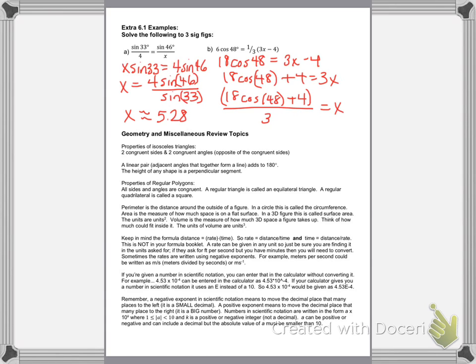So I type that in. I end up with it. X is approximately 5.35. Okay. So those solutions are all in Google Classroom.